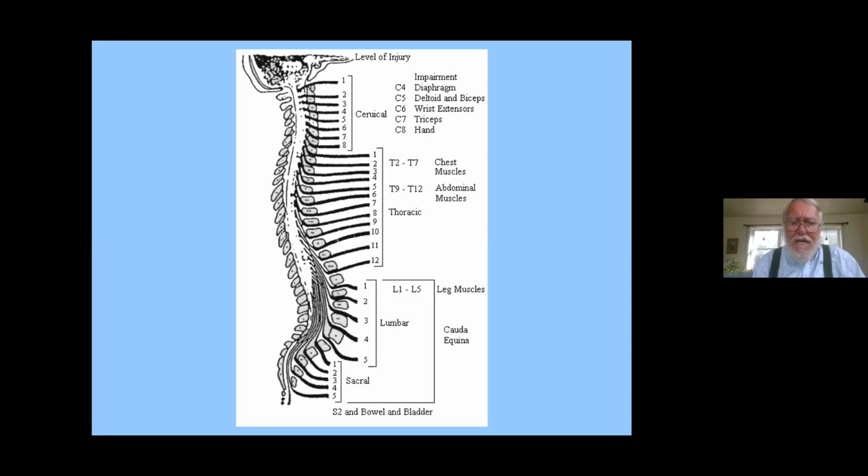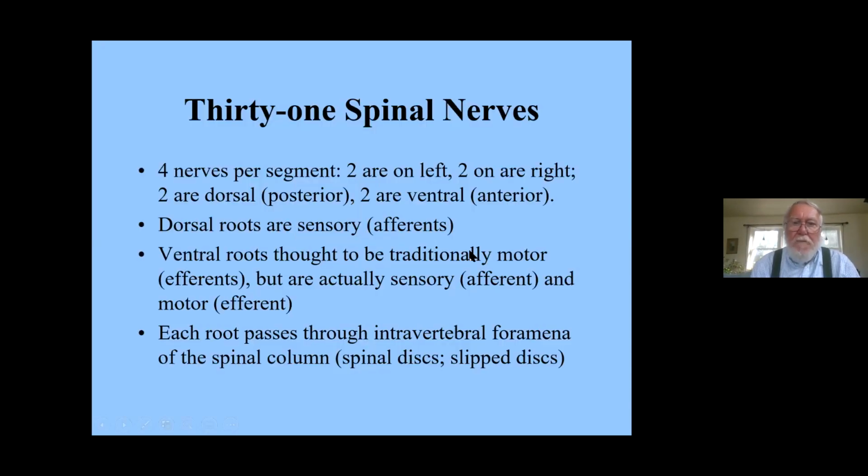Then we see L1 to L5, of course, is the leg muscles and the lumbar cord, and then the sacral is controlling the bowel and the bladder. So that's a very quick look at the spinal cord.